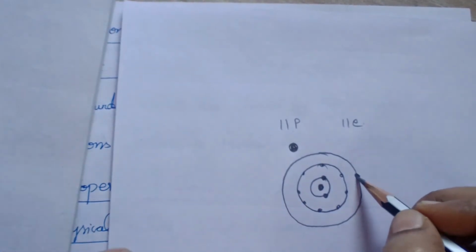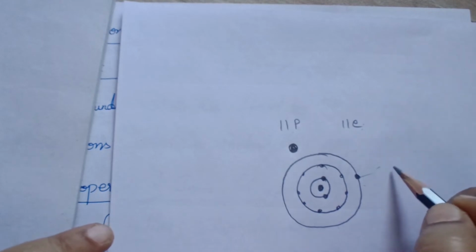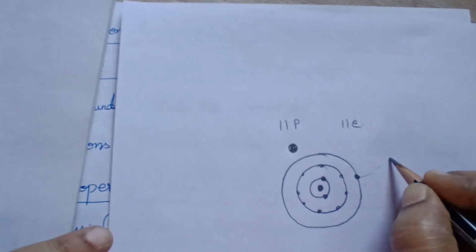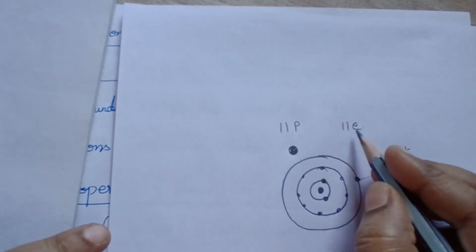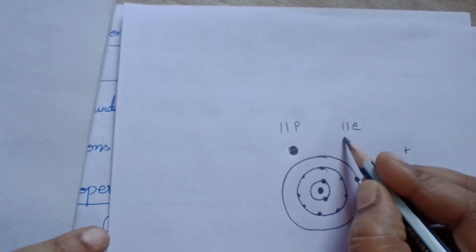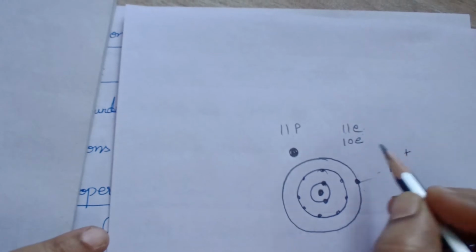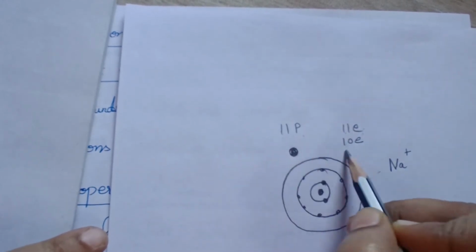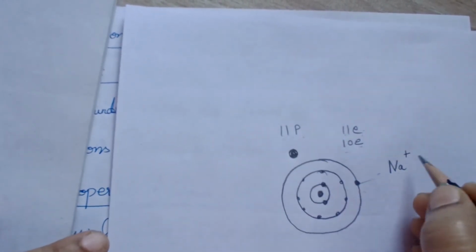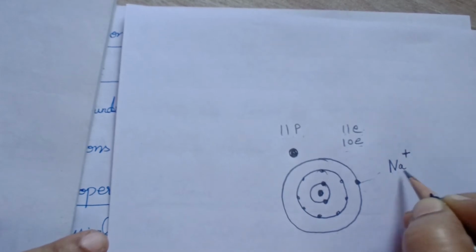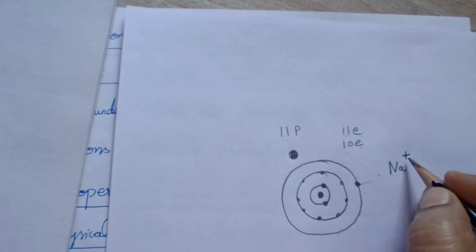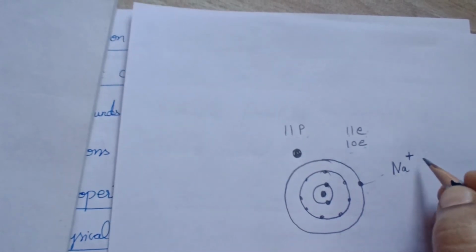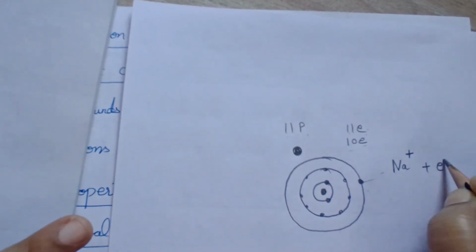Instead of that, it can leave this electron, right? That's why it becomes Na+. Why is it Na+? If 1 electron is removed from this, it becomes 10 electrons. Which is dominating, 11 protons or 10 electrons? 11 protons. That's why it is indicated by Na+. One extra proton is there. Okay, Na+ has 1 electron less.